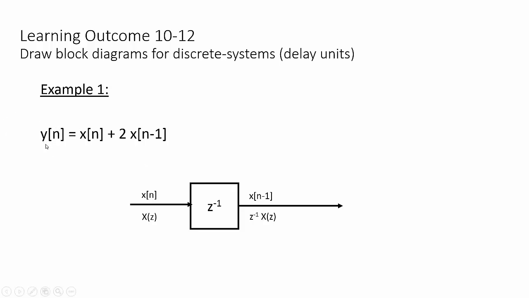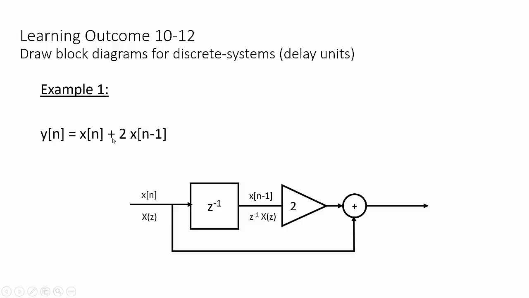We're trying to form y of n, which means that we need to have x of n and 2 of our delayed x's. So we need to have x of n as one of our elements, and we need to have our x of n minus 1 scaled by 2. These are joined with a summation, and that forms our output y of n.